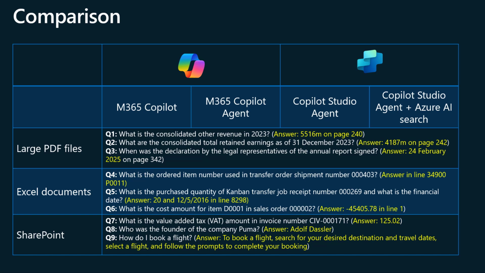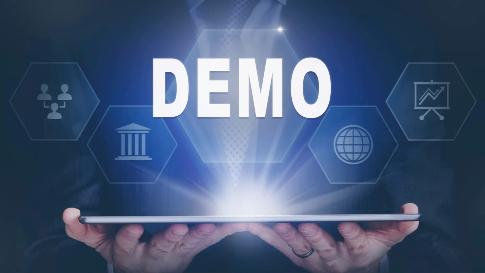And these are the questions that I prepared. So for the large PDF file, for the Excel document and the SharePoint, I have really some tricky questions. Some of them are really hidden far deep in the document. Some really go down really long until almost the end of the Excel document. And then here on SharePoint, I ask for specific documents and invoices and some specific text fields. So let's see how this works out. And that's what I want to show you in my demo.